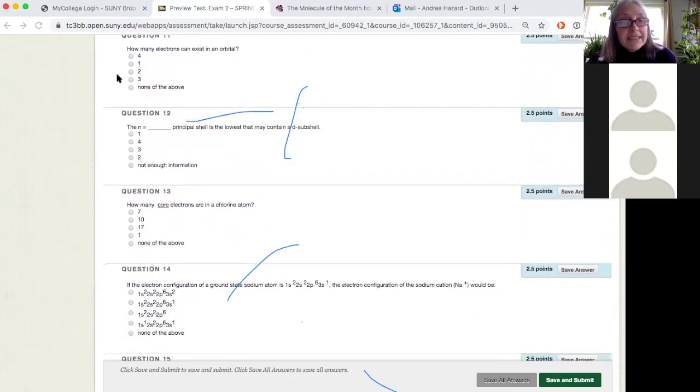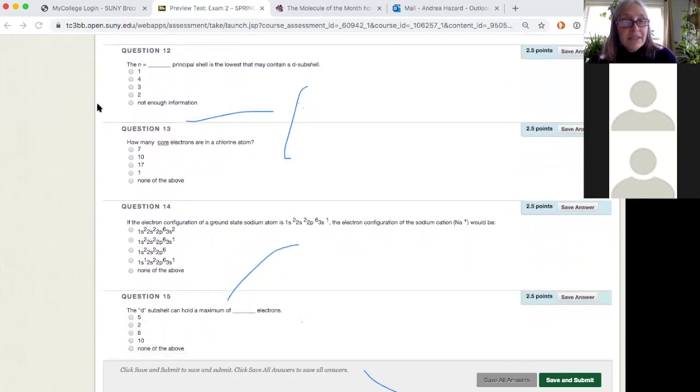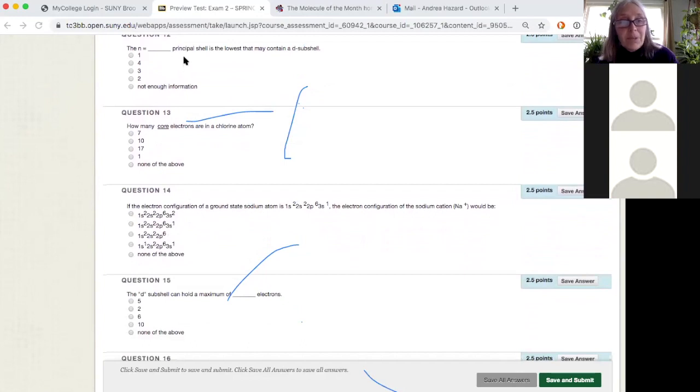Okay, how many electrons can exist in an orbital? The answer to that is 2, and that's true no matter what orbital we're talking about, no matter what shell, no matter what subshell, it can always hold 2 electrons. Okay, and the n equals blank principal shell is the lowest that may contain a d subshell. So if you remember, shell 1 has an s subshell only. Principal shell 2 has s and p, and shell 3 has s, p, and d. So that would be number 3 right here.